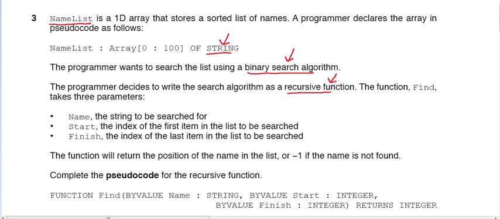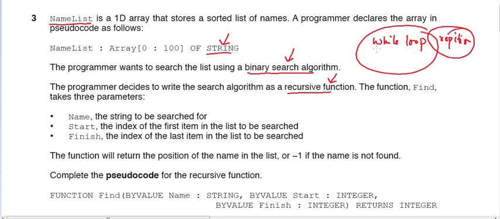Now if you remember the video that I made on binary search, we were doing our search through the array using the while loop, right? This was an example of repetition, we were going through our loop. But we don't want to implement the binary search algorithm as repetition, rather we want to implement it as a recursive function.